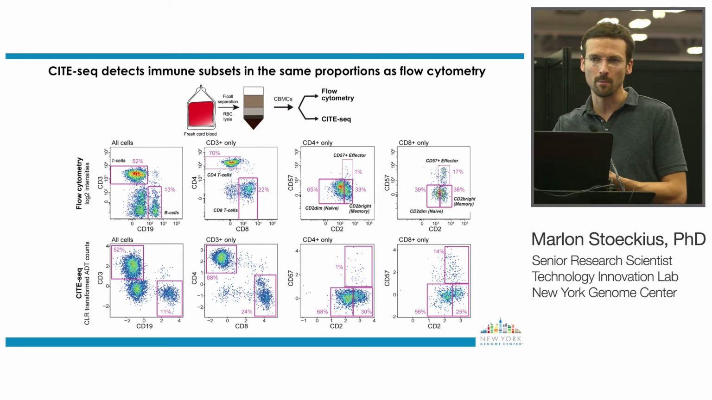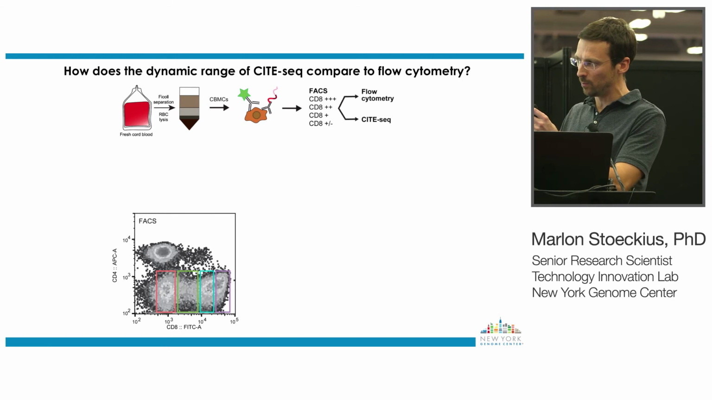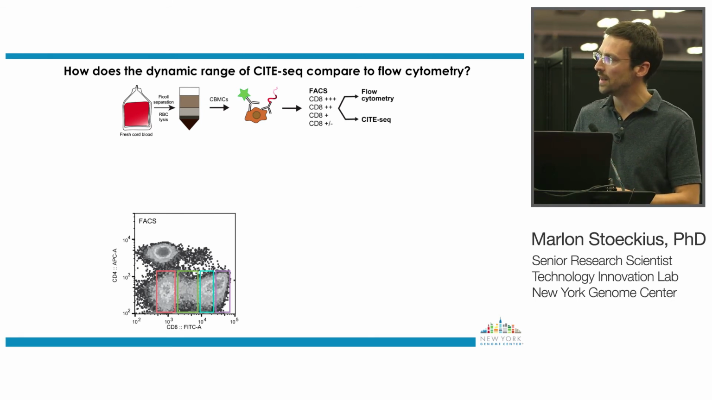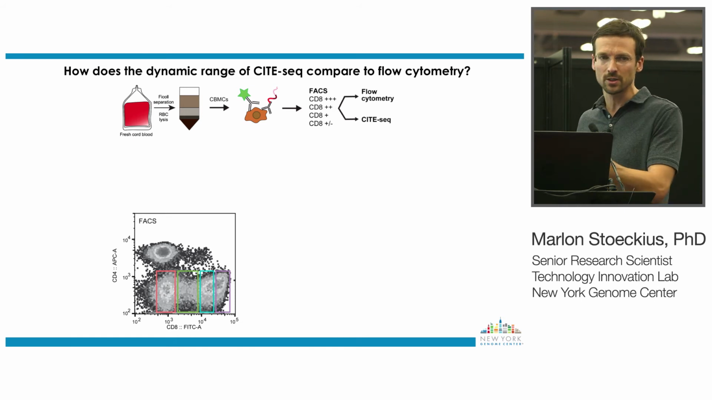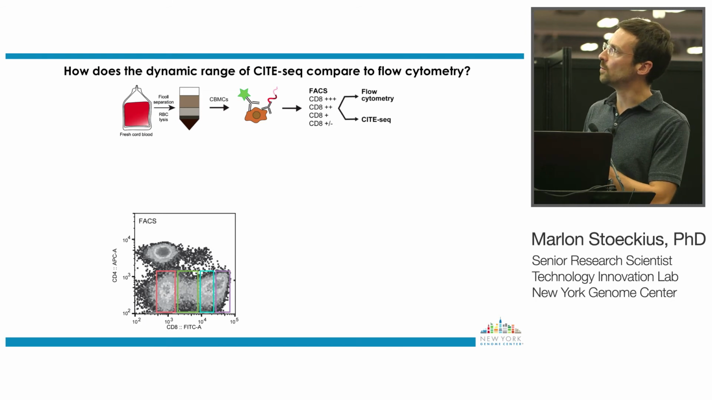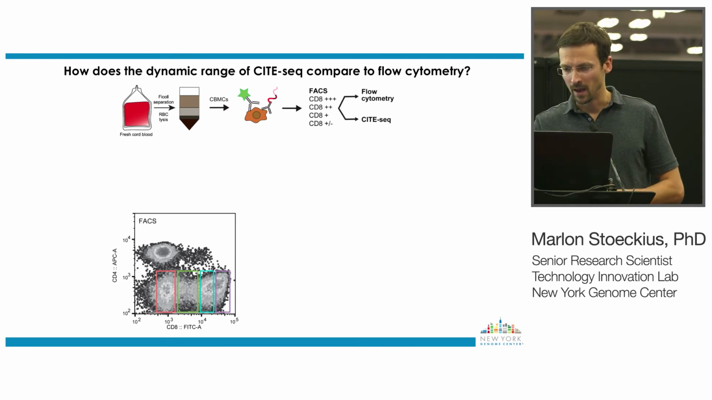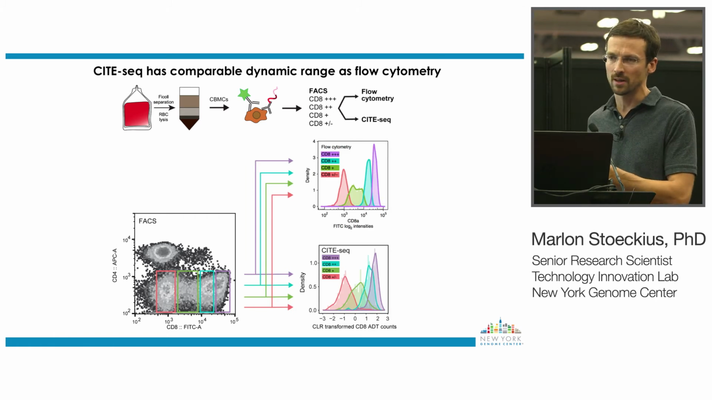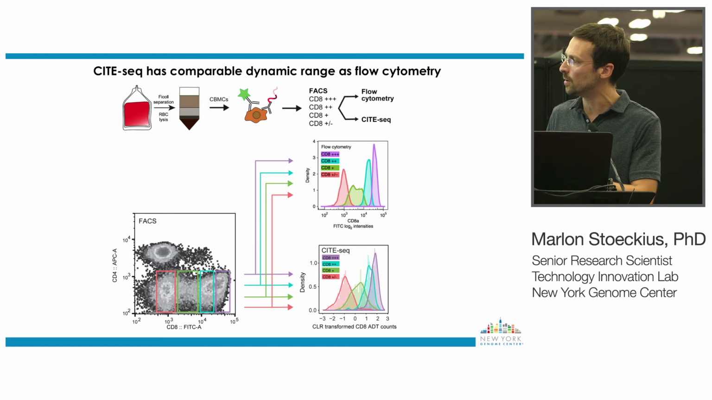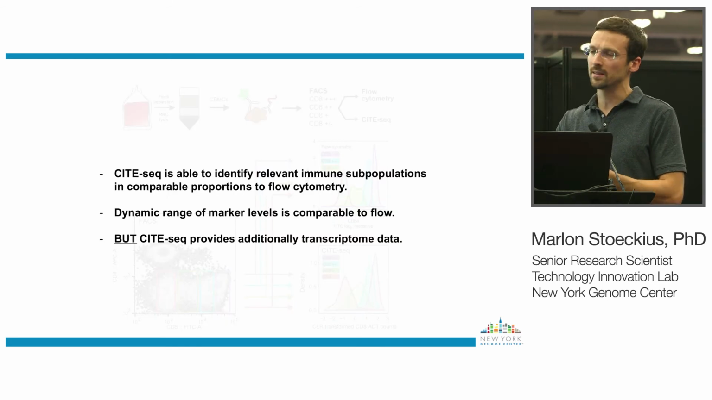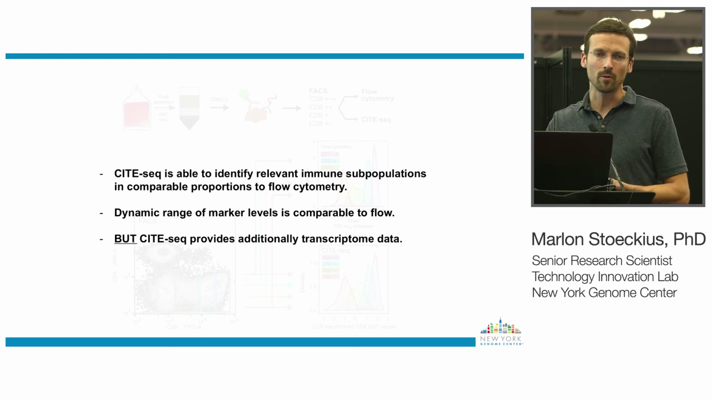Of course, now, how do the marker levels within one marker compare? For this, we again use CD8 as a model, which, as I said before, is expressed in a large dynamic range in the immune system. We sorted different bins of CD8 and passed them once to flow and once to CITE-seq. And you see again the relative proportions are very similar between flow cytometry and CITE-seq. So this allows us to summarize that it gives you very comparable profiles to flow cytometry, and the dynamic range is also very similar.